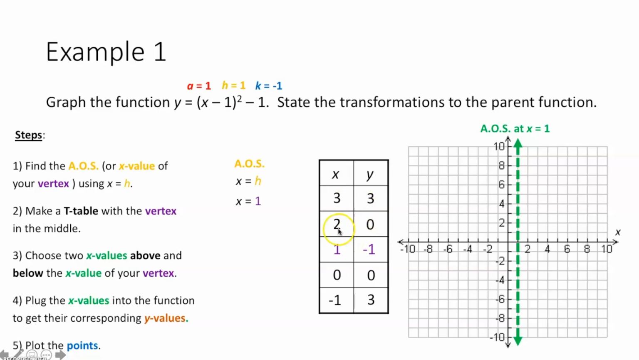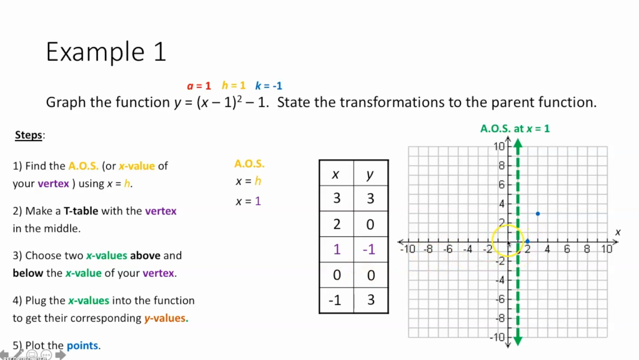Now all we have to do is plot these points and we're done. 3, 3. We go over 3 on our x-axis, up 3 on our y-axis, put a point. 2, 0: over 2 on our x-axis, up or down 0, put a point. 1, -1, that's our vertex. We go over 1 on the x-axis, down 1 on the y-axis, put a point.